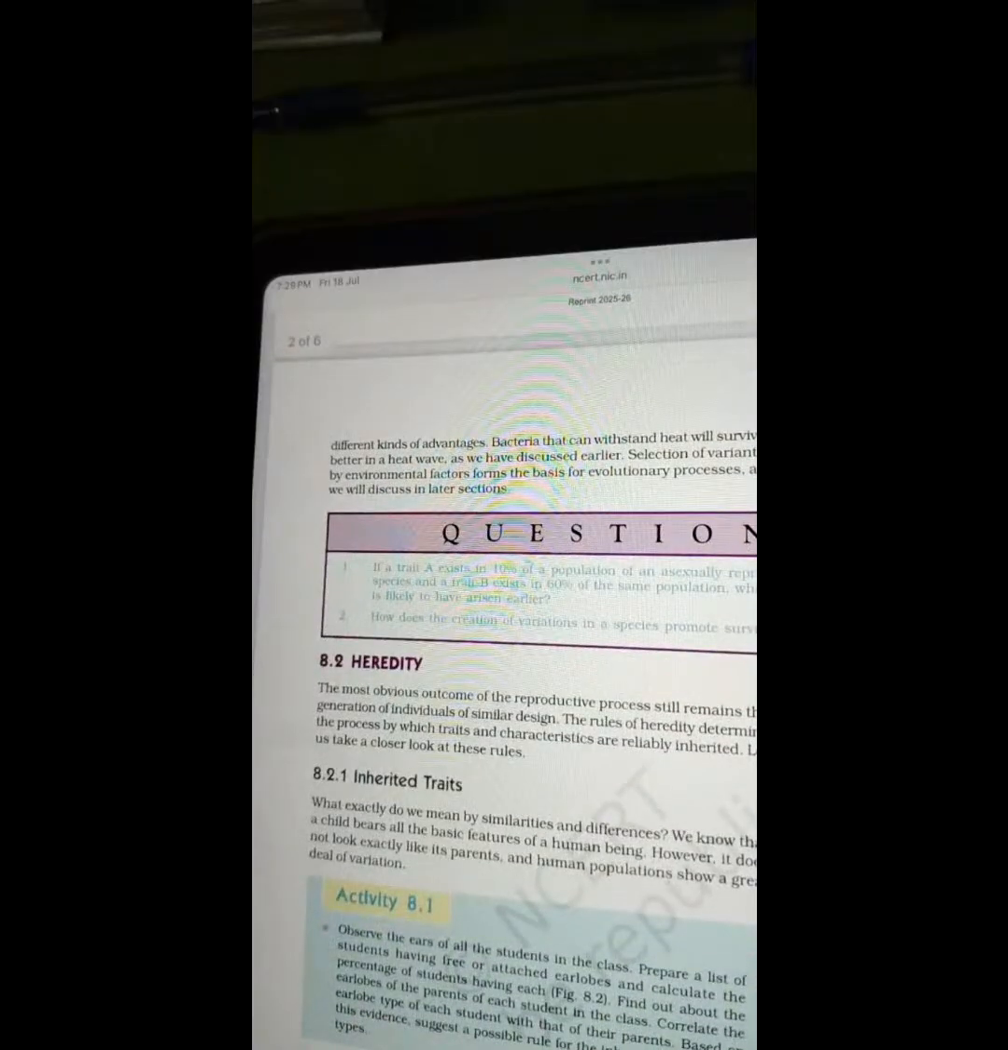Depending on the nature of variations, different individuals would have different kinds of advantages. Bacteria that can withstand heat will survive better in a heat wave, as we have discussed earlier. Selection of variants by environmental factors forms the basis of evolutionary processes, as we will discuss in later sections.